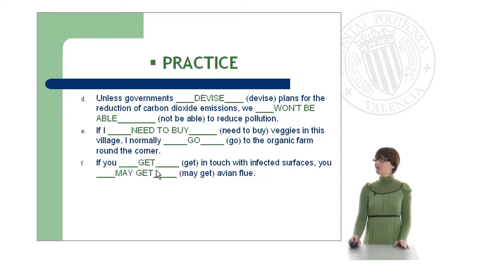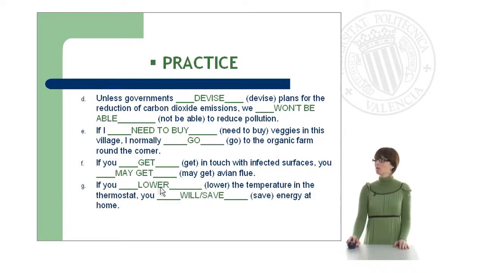Next one, if you get in touch with infected surfaces, you may get avian flu. In this case, we have an example of first conditional type with the use of a modal verb, may get, in the result clause. And the last one, if you lower the temperature in the thermostat, you will save energy at home. This is another example of a first conditional type.